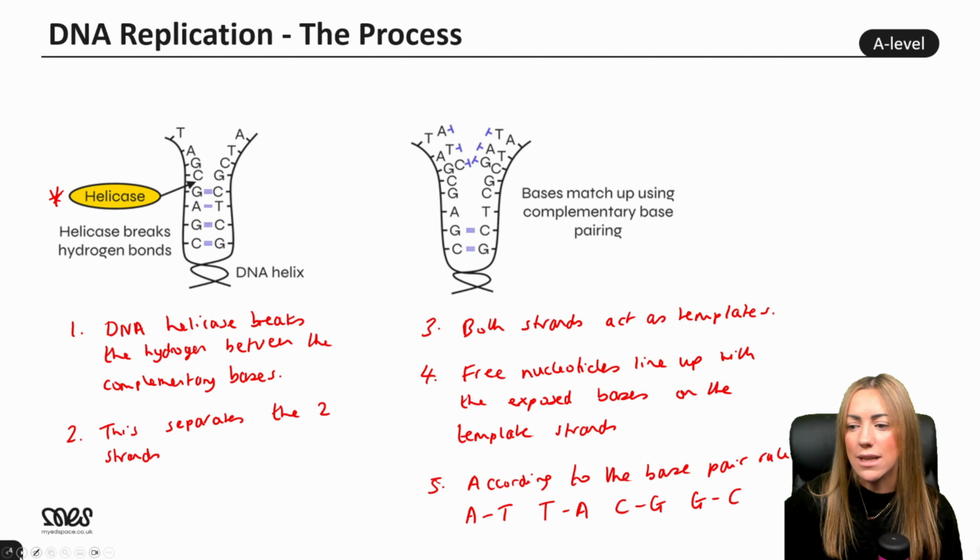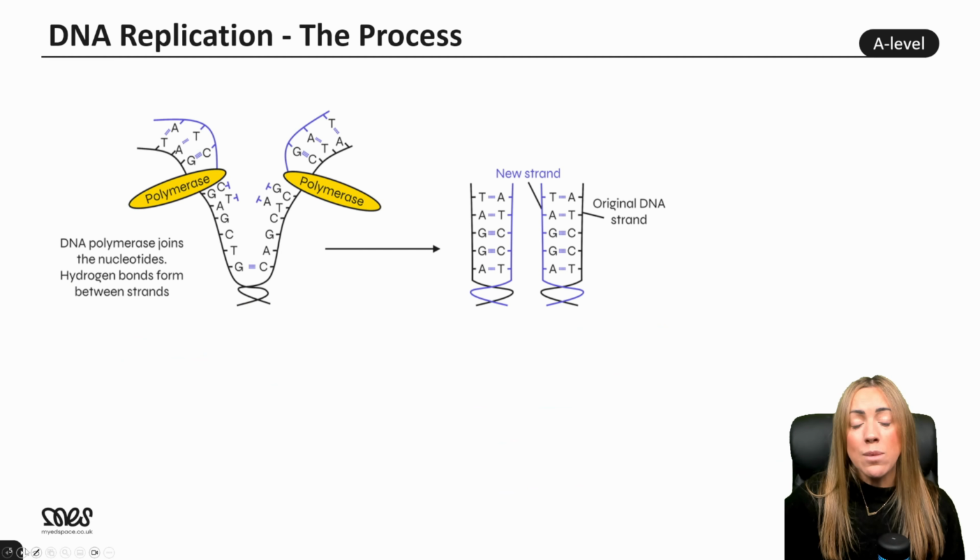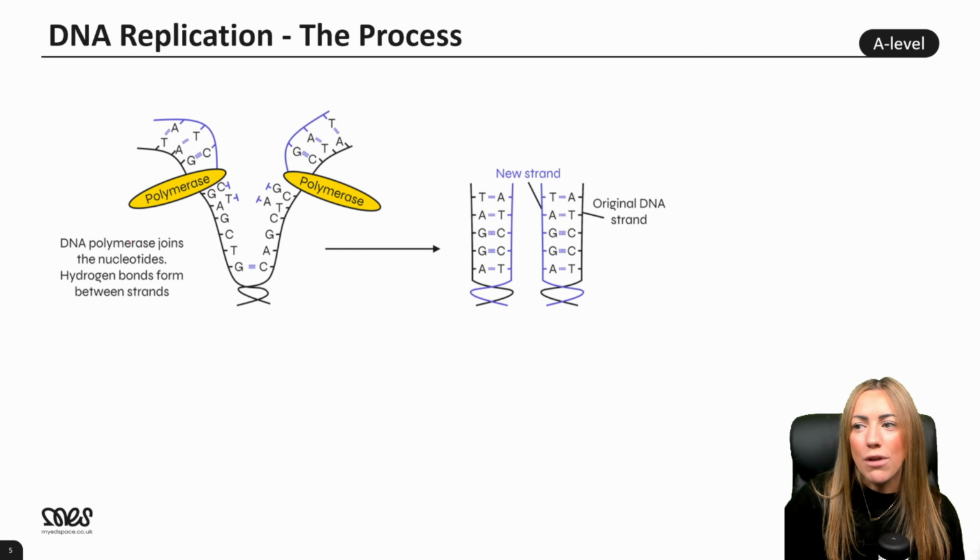Let's move on to look at the final couple of stages then. This is where we're going to mention DNA polymerase, okay? Another important enzyme. So once the free nucleotides have moved in, lined up with the exposed bases according to the base pair rule, DNA polymerase is going to join the nucleotides together. But again, we can add on a little bit more than this.